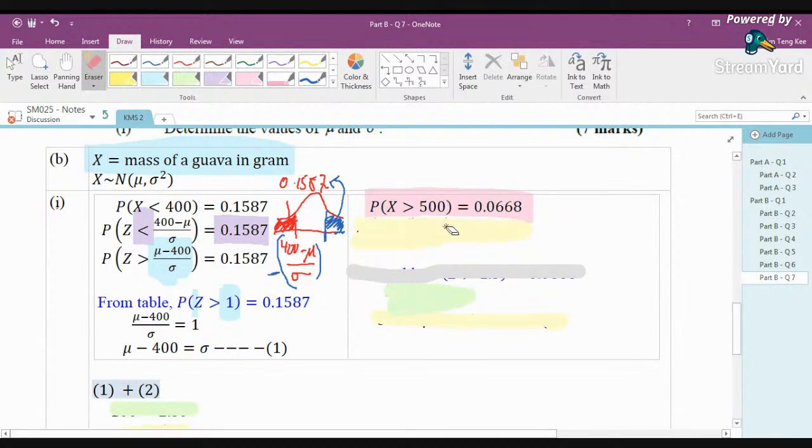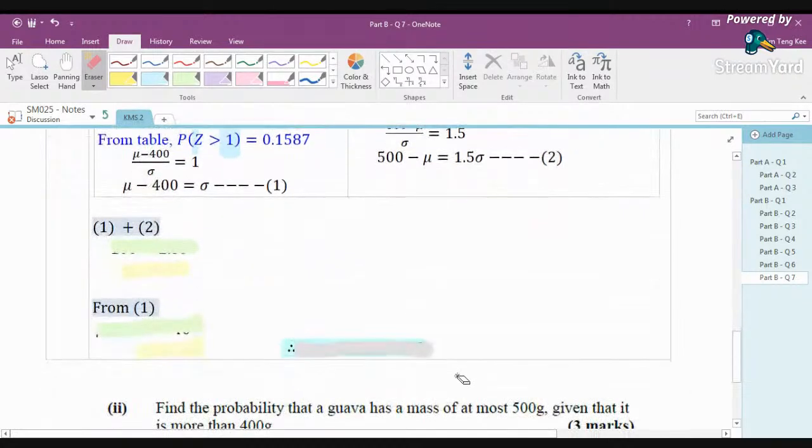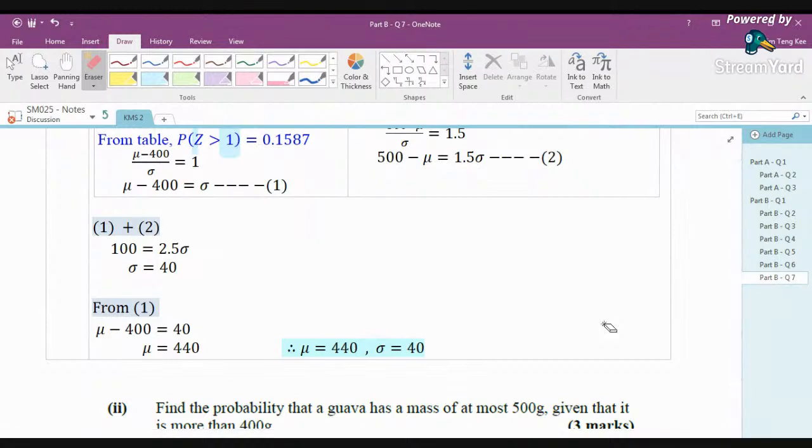On the other side, we do the same thing, standardization, observing more than 668. If we refer to the diagram, more than will be these regions here, where we can get the answer directly from the statistical table. And this is the result we have for equation 2. Once again, solve equation 1 and equation 2 simultaneously, and there goes your answer for mu and also sigma. The question asks for sigma as the final answer.